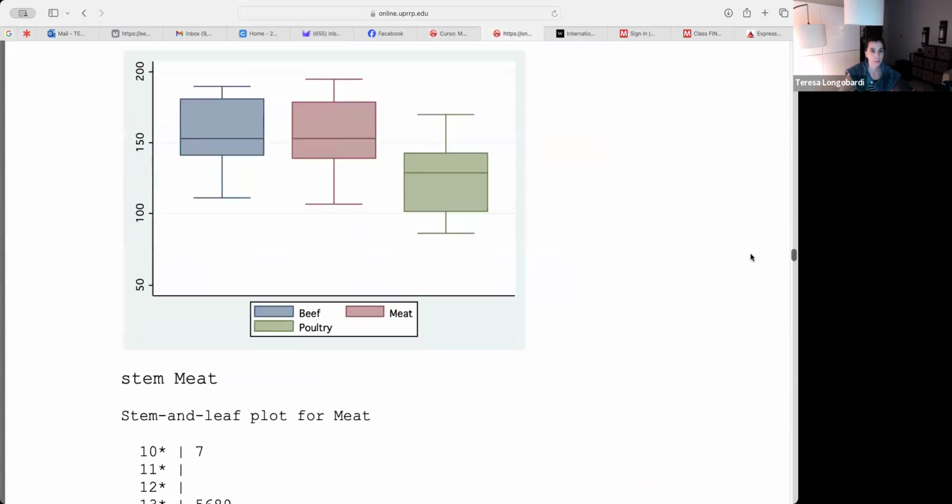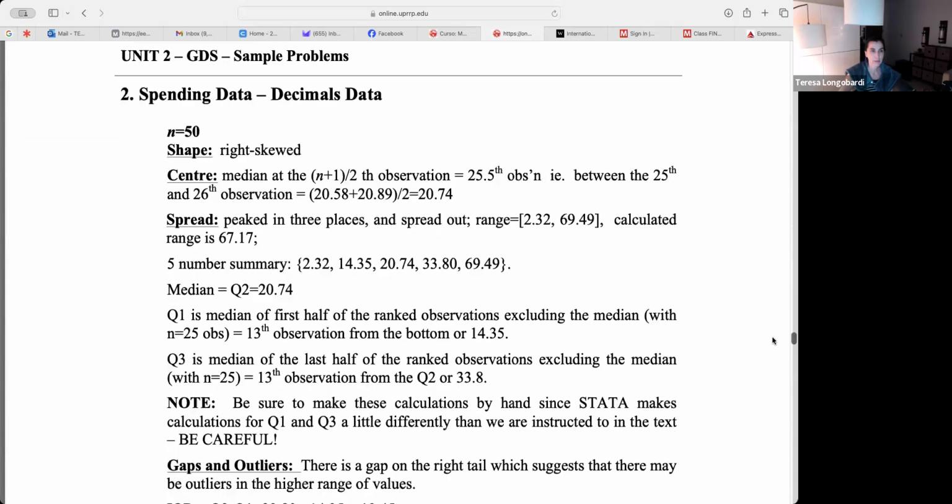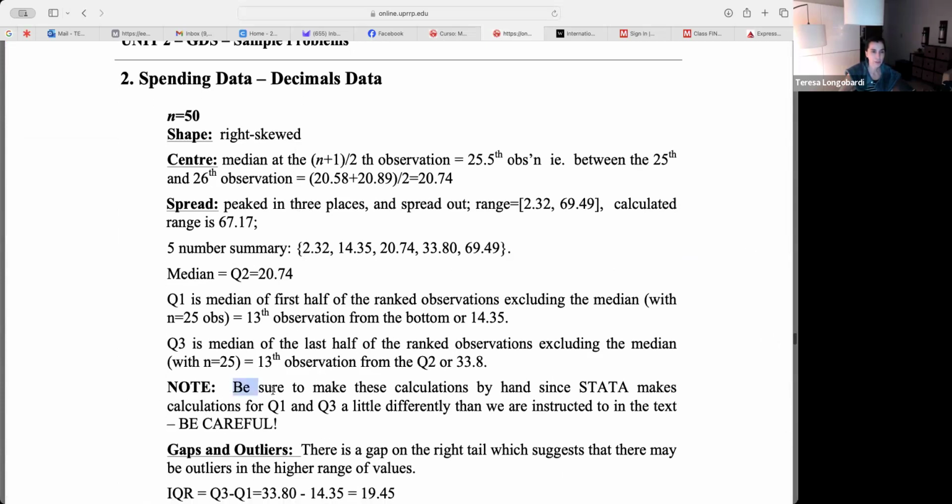Okay, so then I do the summaries. Here are the summaries. That's the first one. The one that we did was the second. So it's here, you see? Shape, center, spread, 5-number summary, median, Q1, Q3. I explain everything. And I make a note here to be sure to make these calculations by hand, since statistical software's calculations are different from doing it the way that I showed you with the (n+1)/2. It doesn't make it wrong. It's just one thing that never was standardized, it seems, in statistics. The numbers are very similar, but don't get thrown off that they're slightly different.